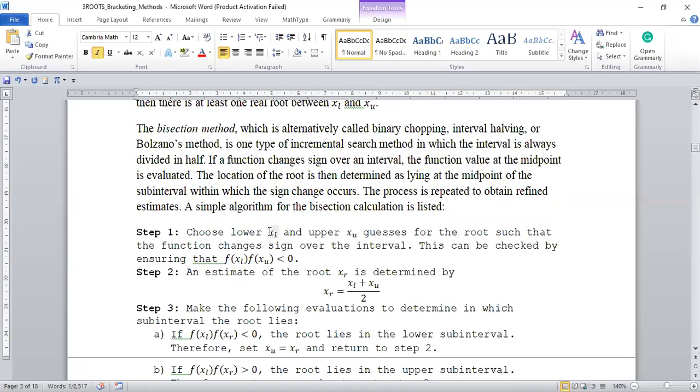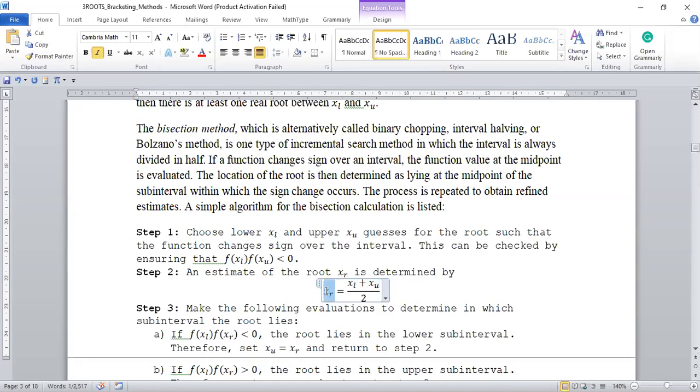The first step is that you're going to choose guesses xl and xu such that when you evaluate this function, it is less than 0, so it's negative. Then after that, you will estimate the roots by performing this operation: xl, the value of x at the lower limit, plus xu, the value of x at the upper limit, divided by 2.